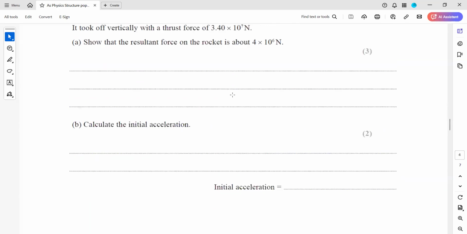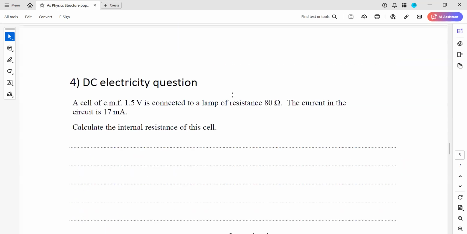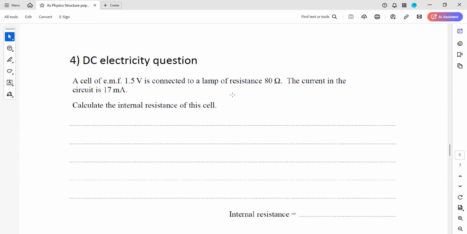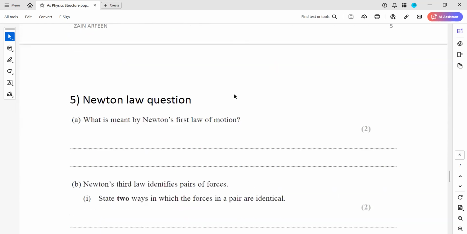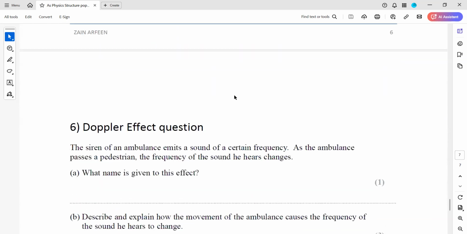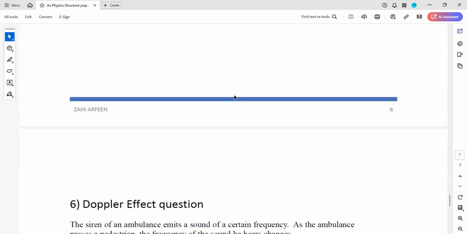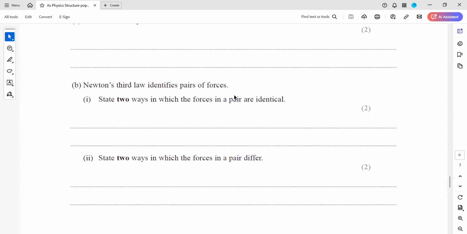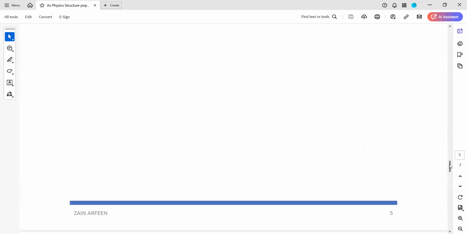Question 3, any doubt? Question 4. Question 5. Question 6, the Doppler effect. No doubt in this? The other questions?